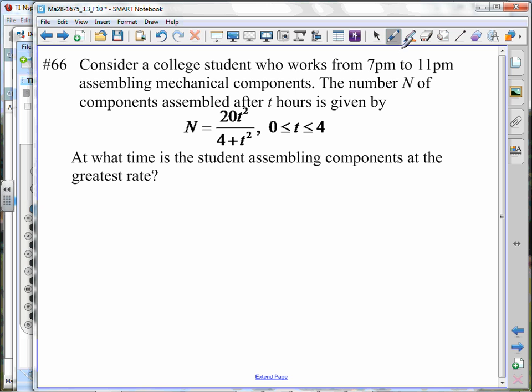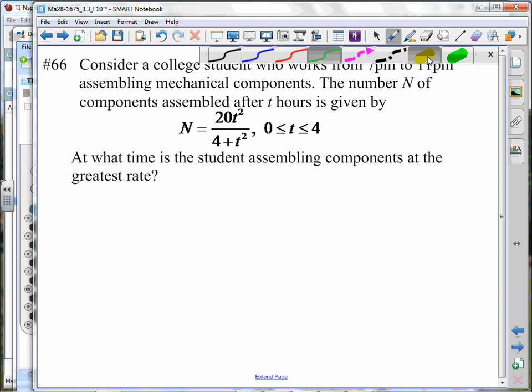Who thought up this equation? Who says that's what it is? Cole, did you say that? Sure, somebody who's looking at data. You know, I keep bringing you back to that because we get this idea that somehow mathematics is only for those people who sit in a math class, when in fact they're out there considering how many components can be assembled by a college student on second shift after t hours of being on board there.